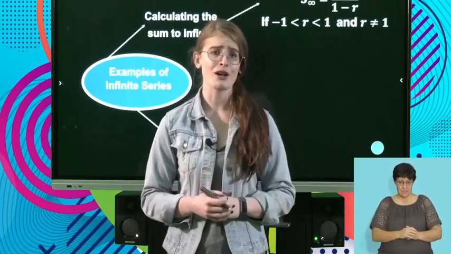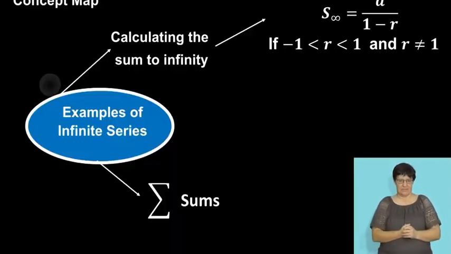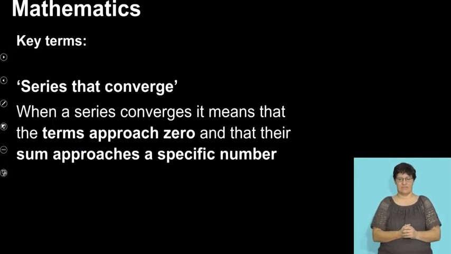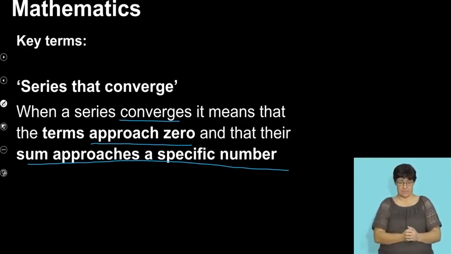Great, so before we get going with examples, I'm just going to revise some concepts. Will you look at the board with me? So the key terms that I just want to make sure everyone is happy with: series that converge. This means that when a series converges, the terms approach zero and their sum approaches a specific number. So this is the definition for a series that converges.